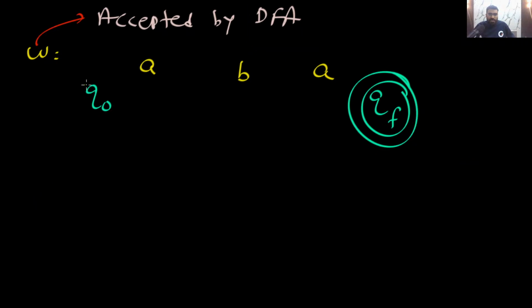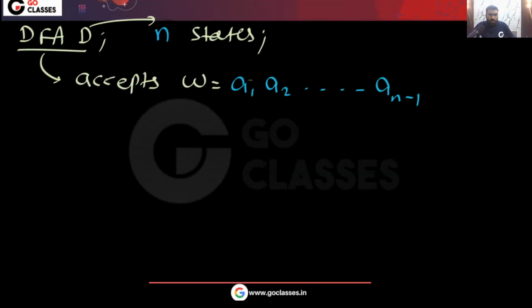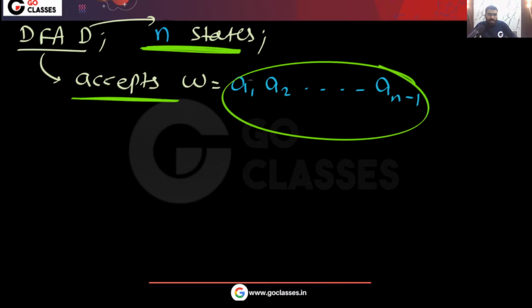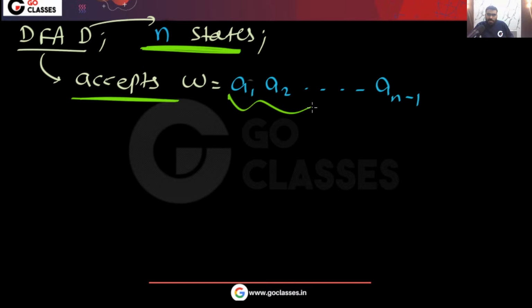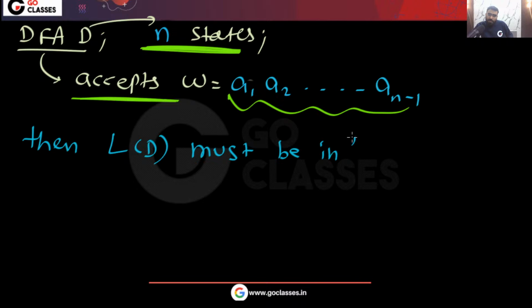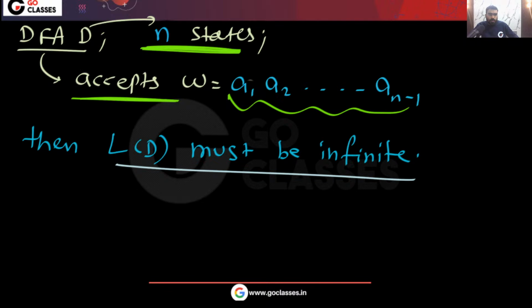So that is the final thing. Our final conclusion is that if a DFA has n states and it accepts some string of length n minus 1, then the language must be infinite. Is this clear? Please tell me. DFA has n states, and if you accept some string of length n minus 1, then the language L(D) must be infinite. I hope you understood the proof.